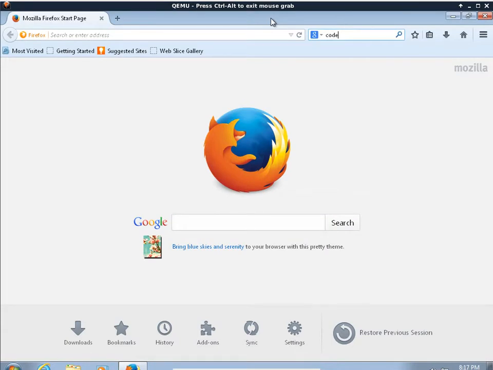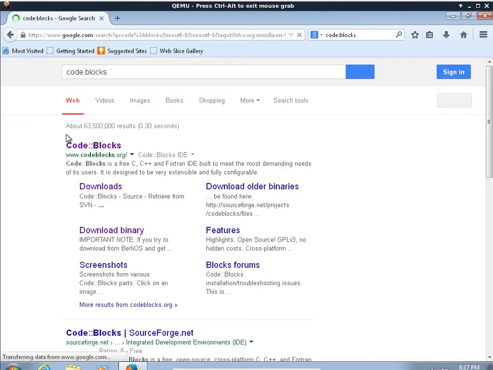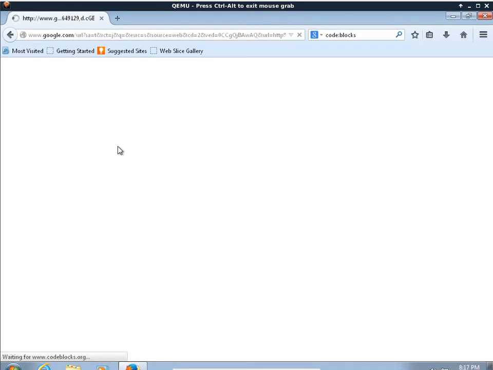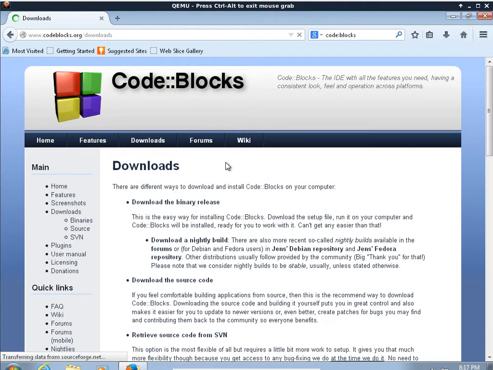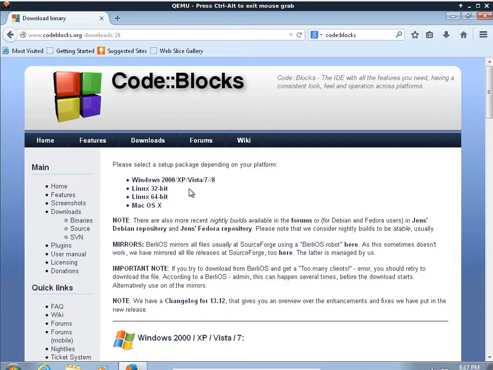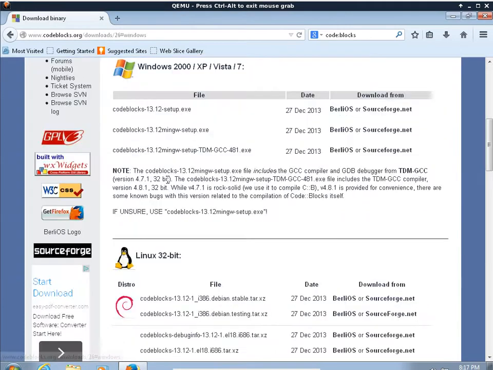All right, so we'll just look for Code::Blocks, and then we go to downloads. When it gets to downloads, you have to download the binary, not the source code. So not this one here. You have to download the binary release. Once you click that link, you will be given a few choices based on the operating system. So go to Windows 2000 XP Vista 7 8, and now you have 3 choices.